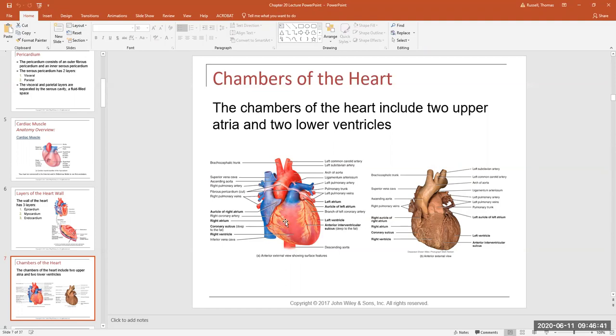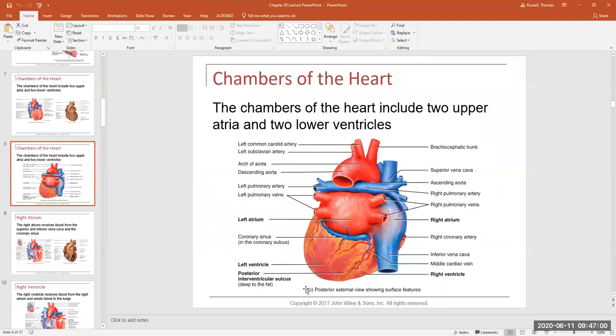Now, our heart has four chambers, two upper atria. Here would be the right atrium over here. This would be the left atrium over here. And two lower ventricles, a right ventricle and a left ventricle.